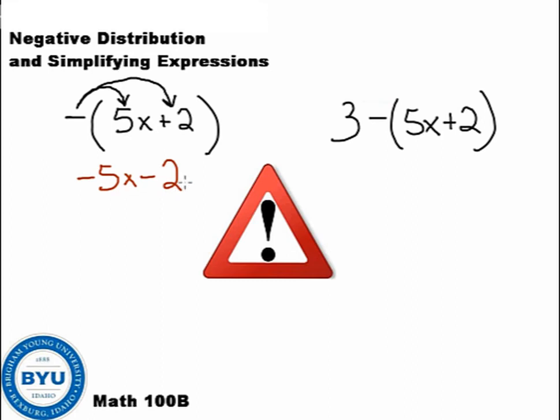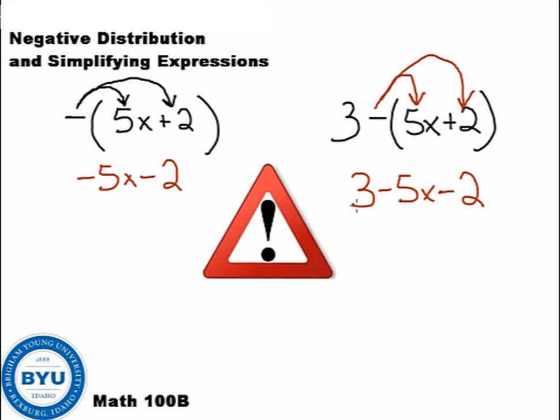But for some reason, when all of a sudden we switch the problem and we look at this example here, this is the exact same thing. Notice there is a negative right here. All I've done is place a 3 in front. For some reason, the common algebra student will forget to distribute this negative into both. They'll only distribute it into the 5x and not to the 2. But the problem is the same. We would write 3 minus 5x minus 2 because the negative distributes into both.